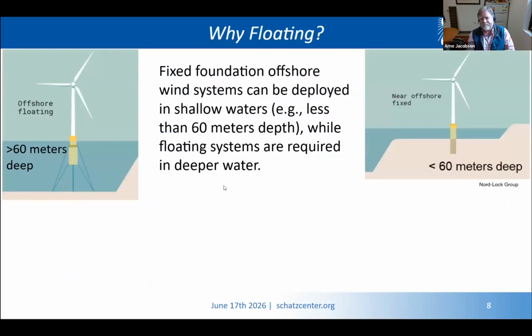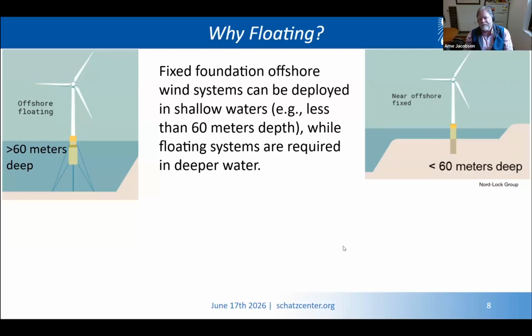And one of the biggest issues there just has to do with depth. The water depths along the coast offshore from California are considerably deeper than in some areas where offshore wind has been developed. Most of the North Sea and projects that have been developed on the U.S. East Coast, for example, have utilized fixed foundation offshore wind technology, which can take place in waters that are less than 60 meters depth.